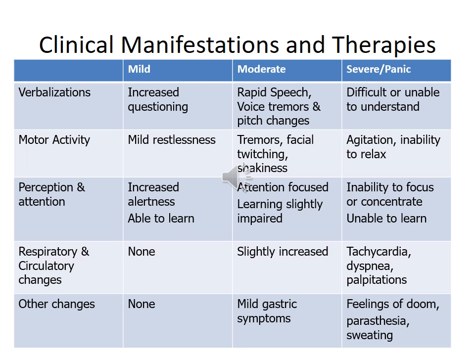Severe, you can't understand, agitated, inability to relax. You can't focus. You're not able to learn. You become tachypneic, dyspneic. You have palpitations. You have feelings of doom, paresthesias, sweating. So these are all signs and symptoms of that severe patient. This patient has to be isolated. This patient has to be treated like they're going to hurt themselves or they're going to hurt somebody else. So we want to fix that. We want to make sure we get them taken care of.